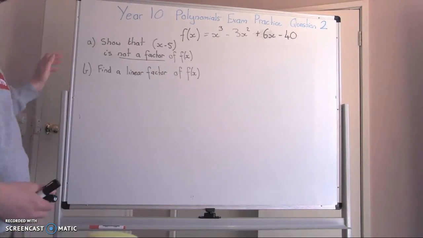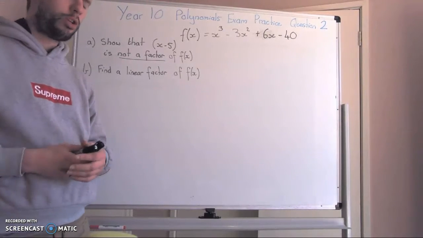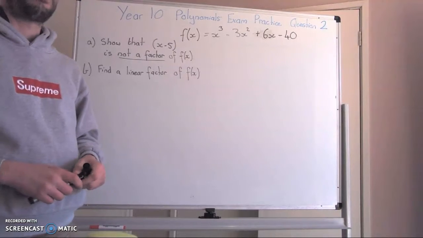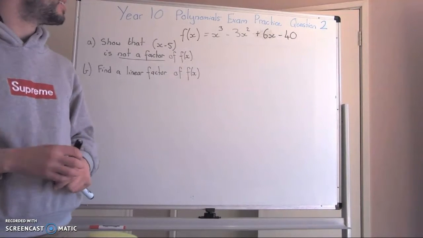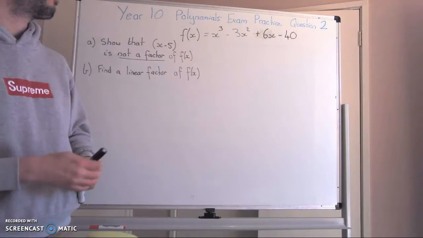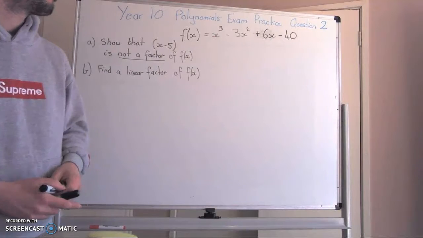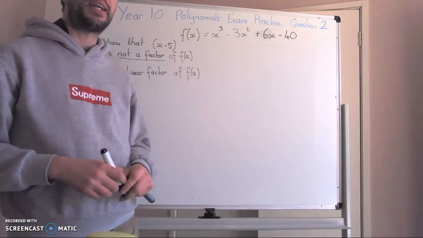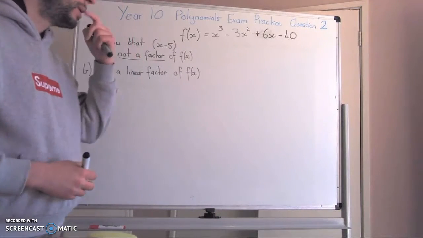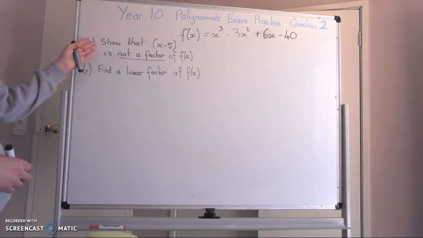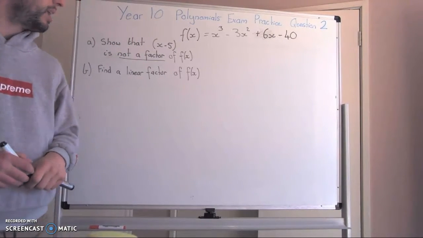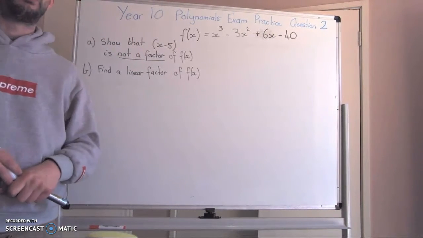Year 10 Polynomials Exam Practice Question 2. So we are looking at this polynomial here, which is the function of x is equal to x to the power of 3 minus 3x squared plus 6x minus 40. So the first thing it says is show that x minus 5 is not a factor of the function of x.